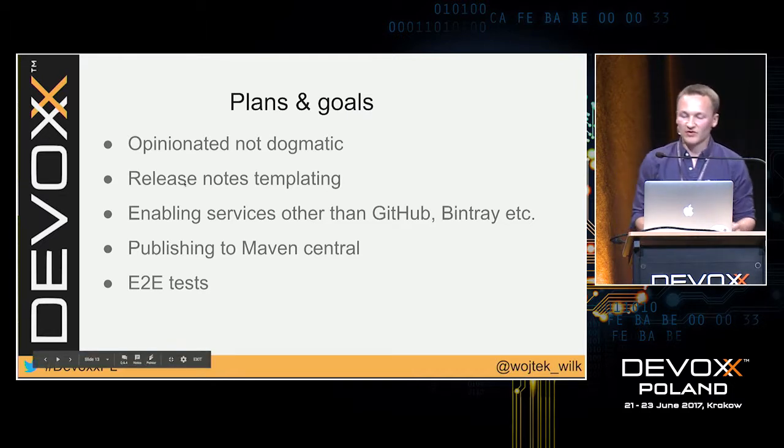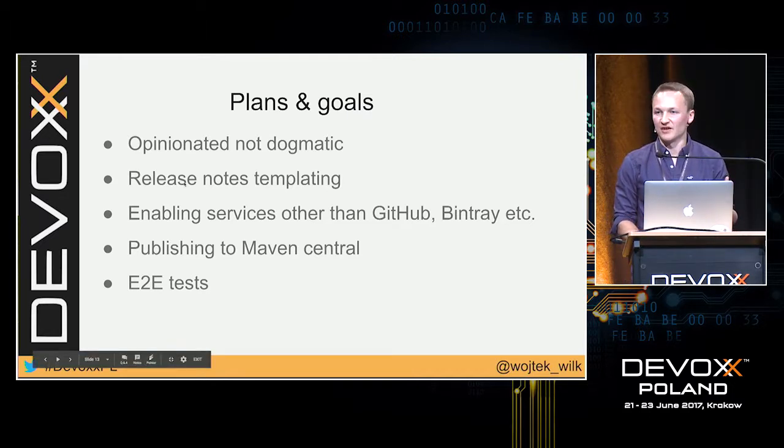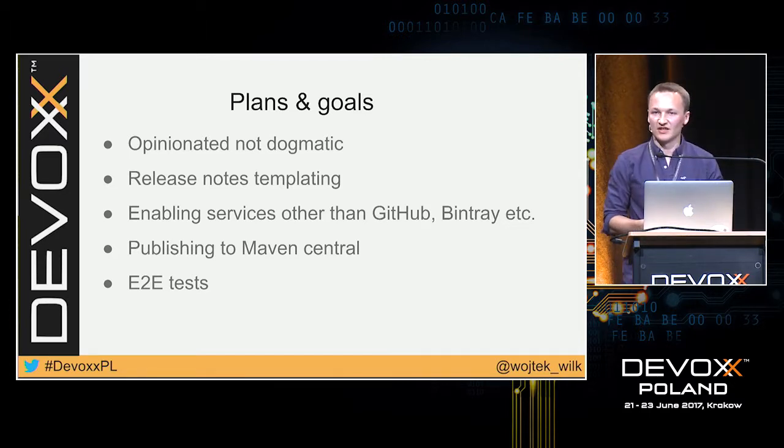The most important feature that we are working on is release notes templating, so that you can format your release notes in any way you want. We also want to not be limited to services like GitHub, Bintray, Travis. We want to allow you to publish to Maven Central.